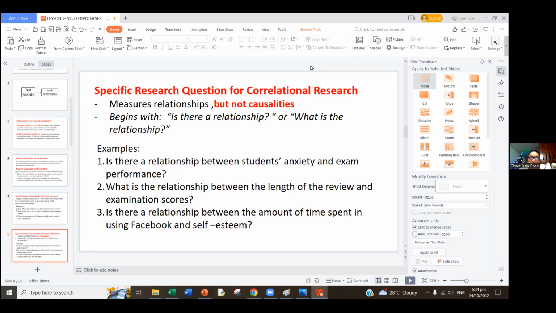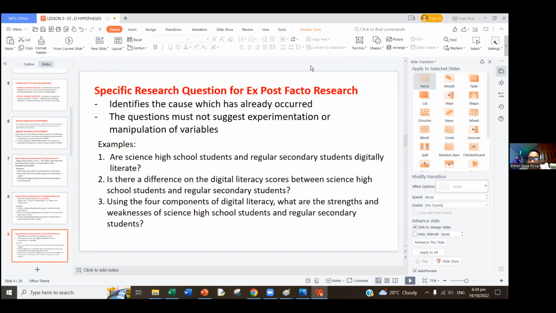O paano naman daw yung research questions for ex post facto research? So, ulitin natin, ano ang ex post facto? We try to explain the cause, but it has already occurred. Nangyari na, di ba? Example natin noong nakaraan. The question must not suggest experimentation or manipulation of variables. So what we do in comparative research is, using ex post facto research design, we compare the variables of those who are exposed and those who are not exposed to the assumed cause.